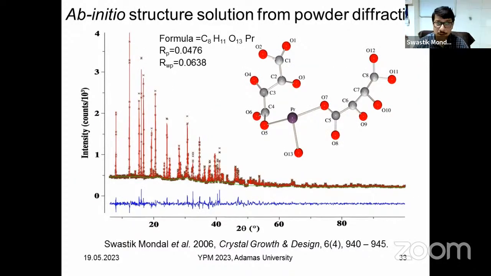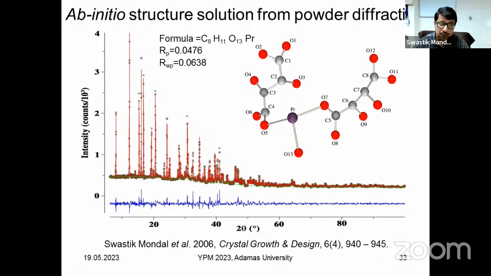This is a praseodymium complex with tartrate, and here also we found a good match. This is also ab initio structure solution from powder diffraction data. And this is the final Rietveld plot, and one can see that it's matching very well.